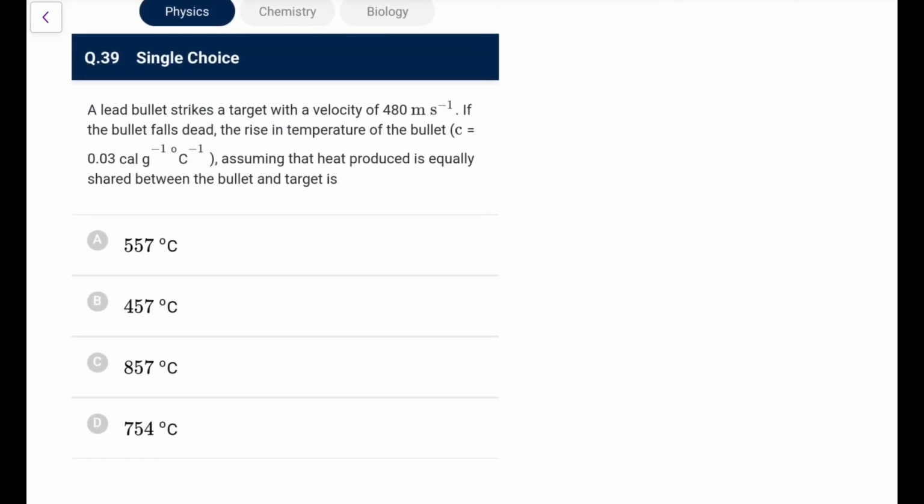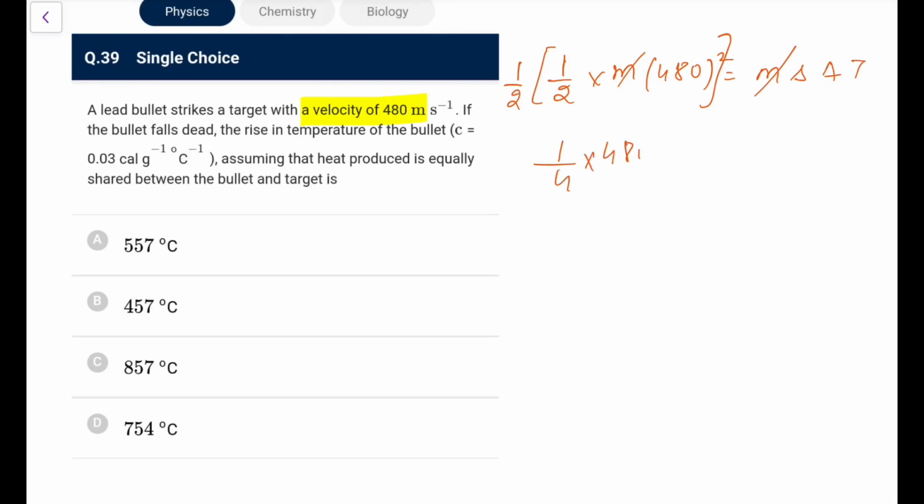Next, a lead bullet strikes a target with speed 480. If the bullet falls dead, that means its speed becomes 0. The rise in temperature of the bullet, assuming that the heat produced is equally shared. Okay, so I'm assuming the complete kinetic energy is converted into heat. So the energy converted is half into, what is a lead bullet, the mass is given or not? Okay, let it be m into v square, 480 square. Now half the energy is received, so half of this is received by the bullet itself, so that would be m s delta T. Now m gets cancelled, as mass is not given.